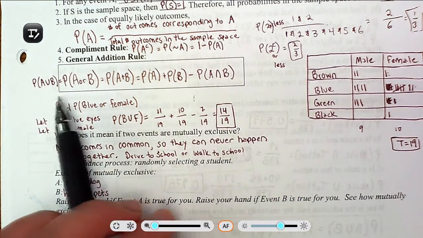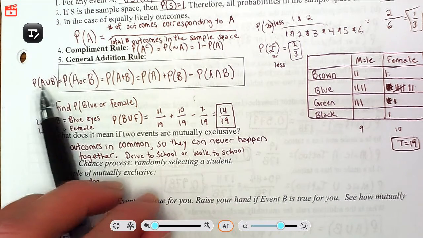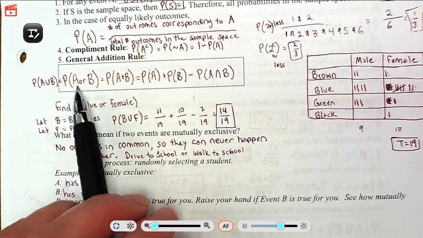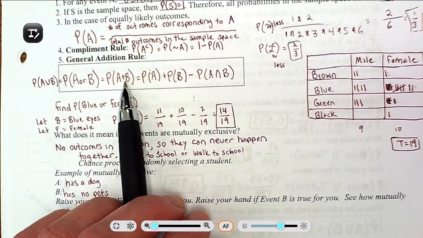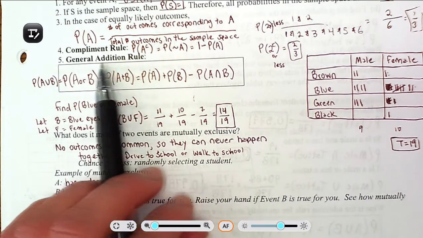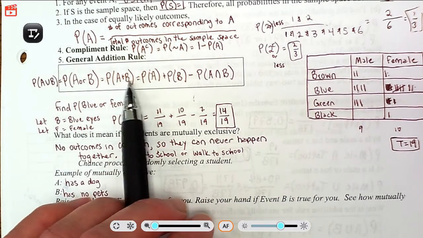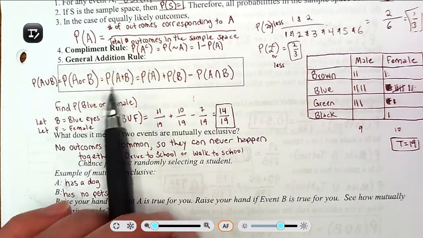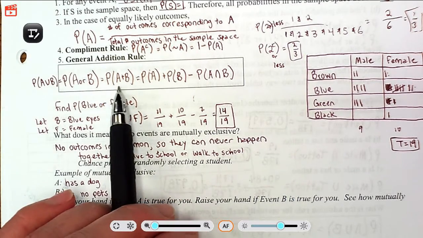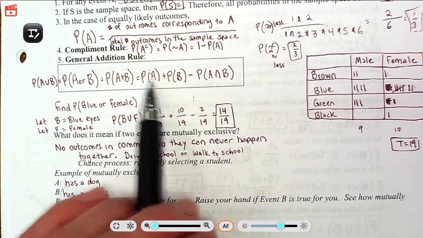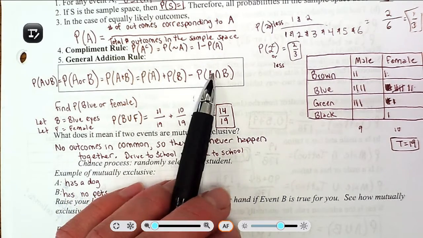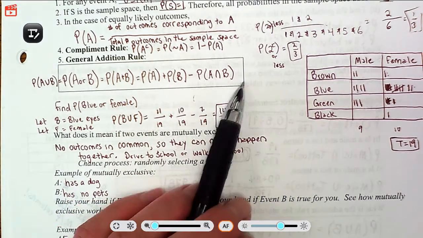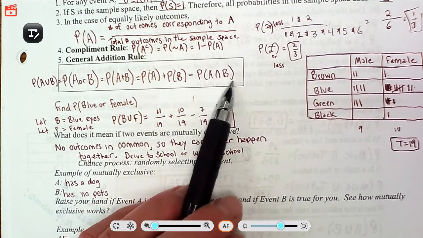All right, the general addition rule says that for the probability of A union B, union means the same as or, and and means the same as a plus sign in this probability notation. So or would be a union or a plus sign, and so the probability of A plus B would be the probability of A plus the probability of B minus their intersection in case there's a set area where A and B occur together.